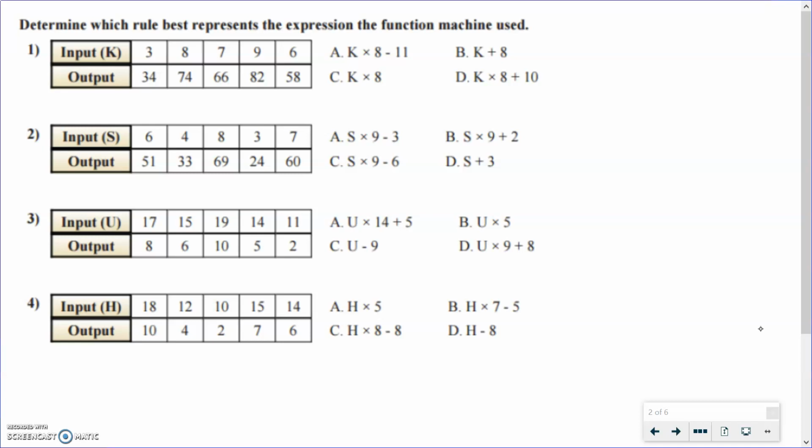And so I'm looking here at which rule best represents the function machine. And I'm like, oh man, these are all kind of crazy. So I'm just going to start trying them. So times 8, so 3 times 8 is 24, minus 11. Well, that one's not going to work, so I already know it's not that. And I just said that 3 times 8 is 24, so it doesn't work for that one. And 3 plus 8, no, that doesn't work, so it's got to be this one. 3 times 8 is 24 plus 10. Oh yeah, that works, okay.